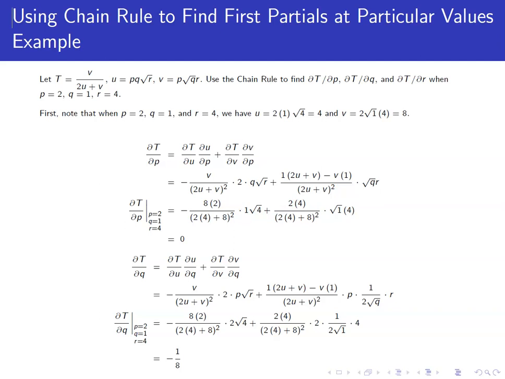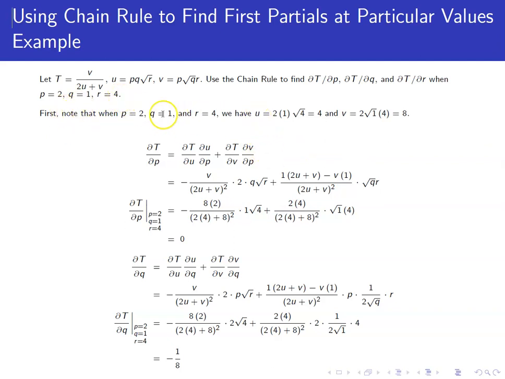In this video, we're going to find the first partial at particular values, and again, using the chain rule. So we've got t as a function of u and v, but u and v are both functions of three variables, p, q, and r. So notice that t has three partial derivatives that we can find with respect to p, with respect to q, and with respect to r. We want to find those when p is 2, q is 1, and r is 4.